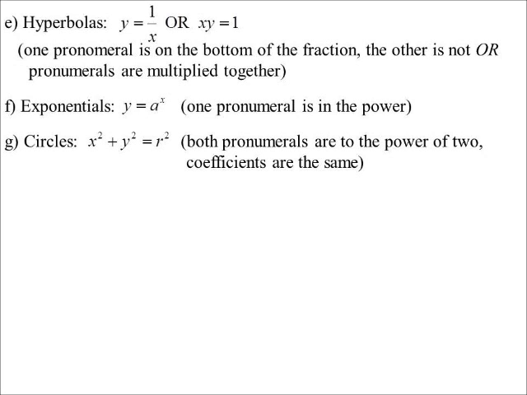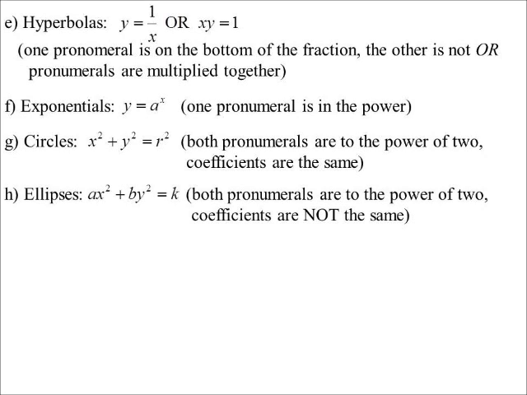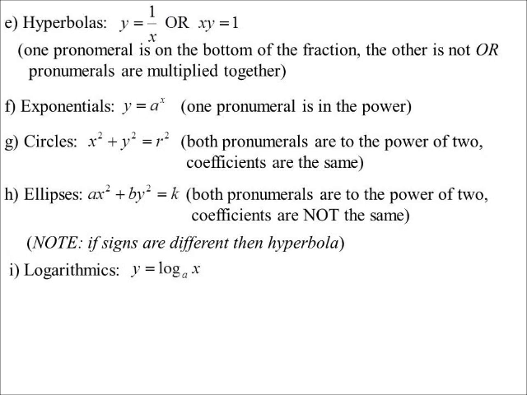Circles. x squared plus y squared is the radius squared. Hey, both of the pronumerals are now to the power of 2, but also the coefficients are the same. Because if they're not the same, we get an ellipse. But of course with these, whilst they're not the same, they are the same sign. Because if they're different signs, now we have the other hyperbola that we looked at, x squared minus y squared, that sort of thing. Logarithmic functions, very hard to pick these ones.